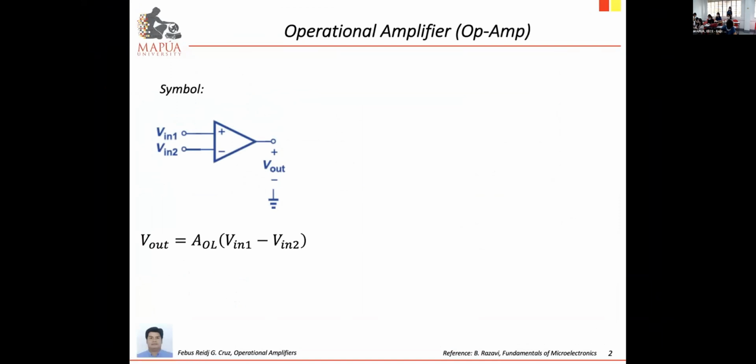So for our transfer equation, the output voltage will be equal to the open loop gain. This is the internal voltage gain of op-amp multiplied by the difference between the non-inverting input and the inverting input.